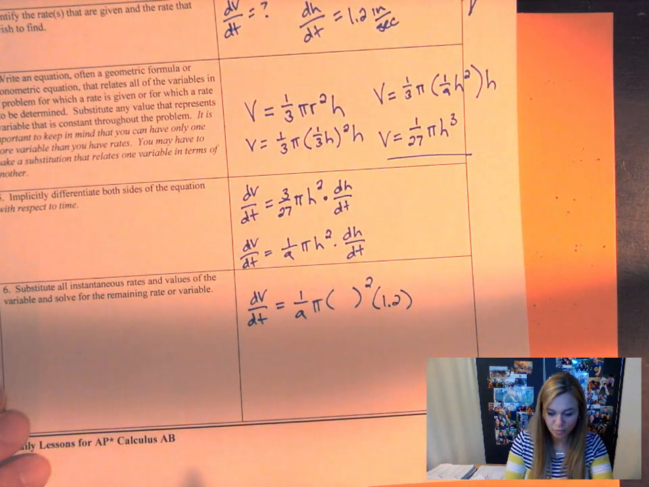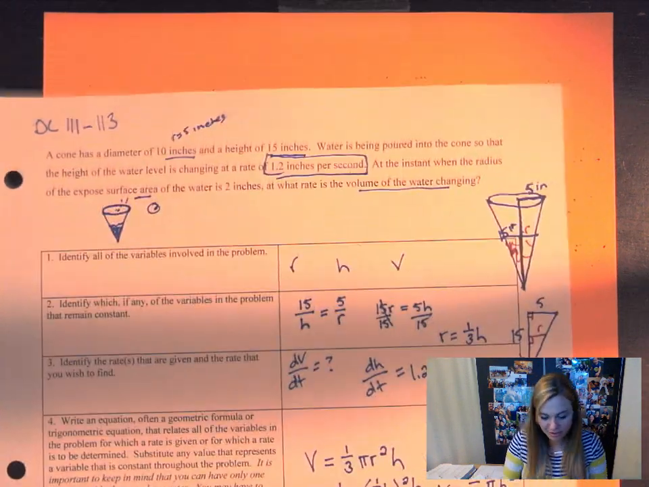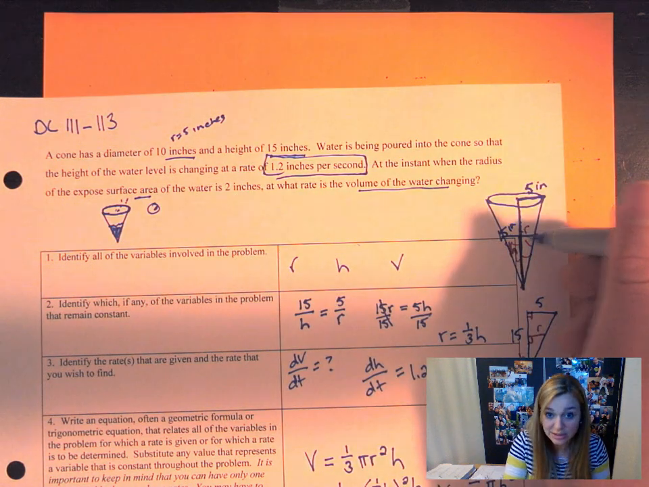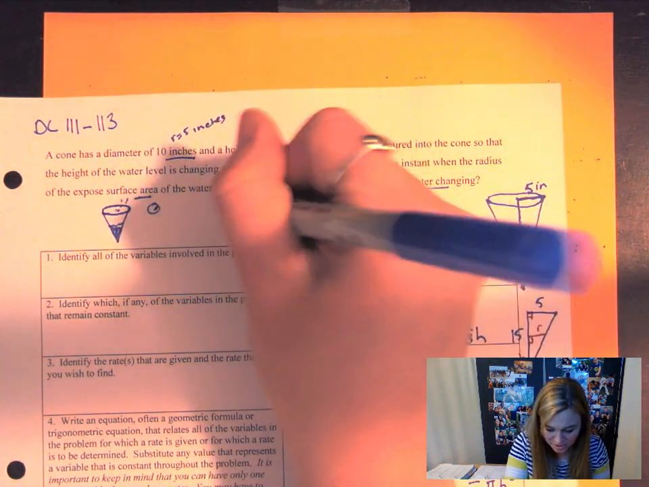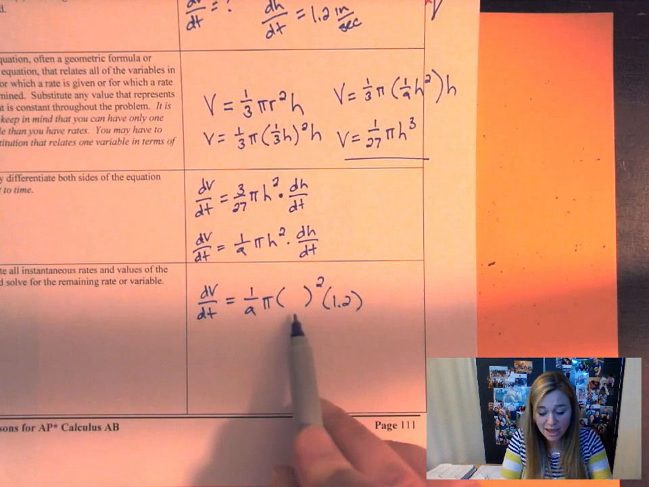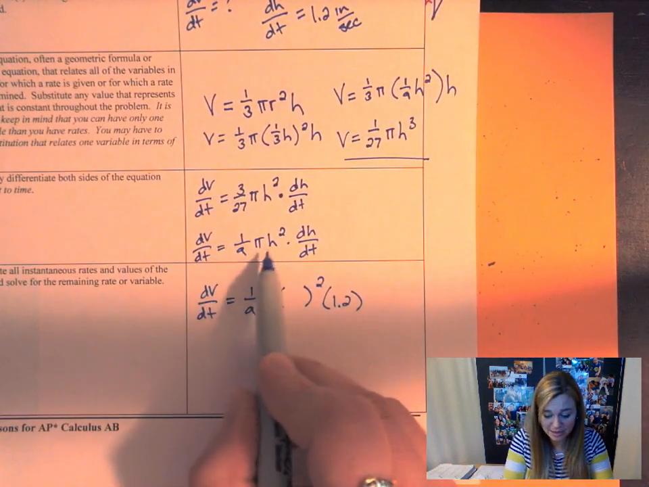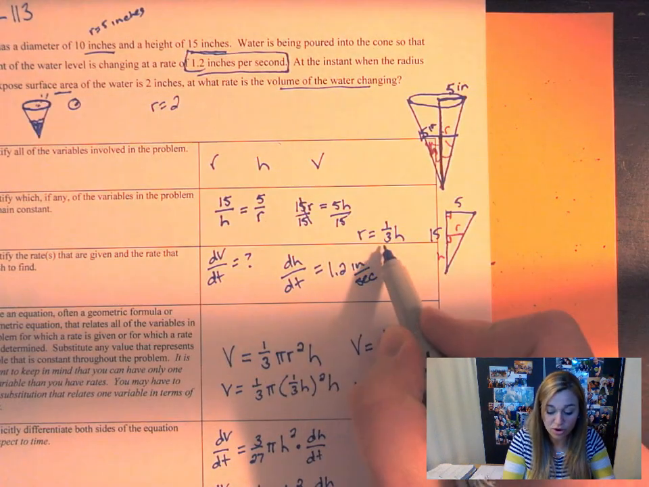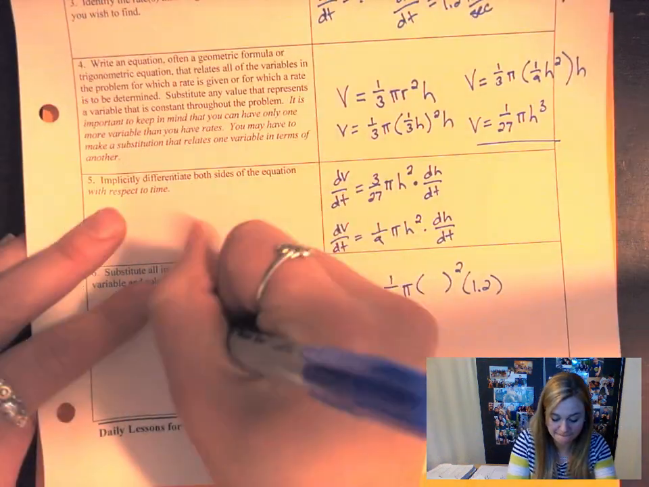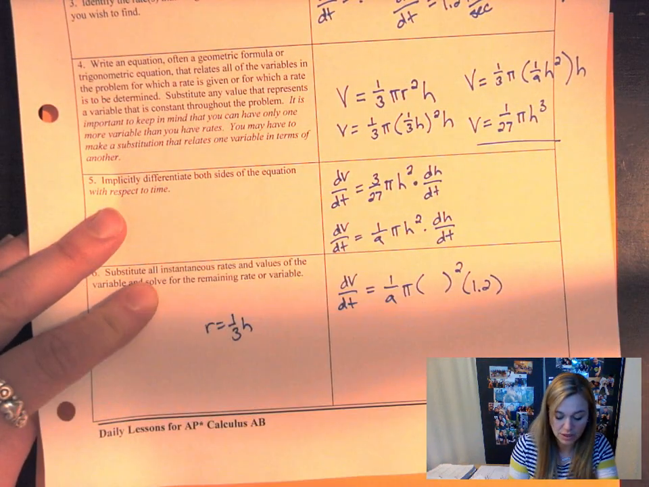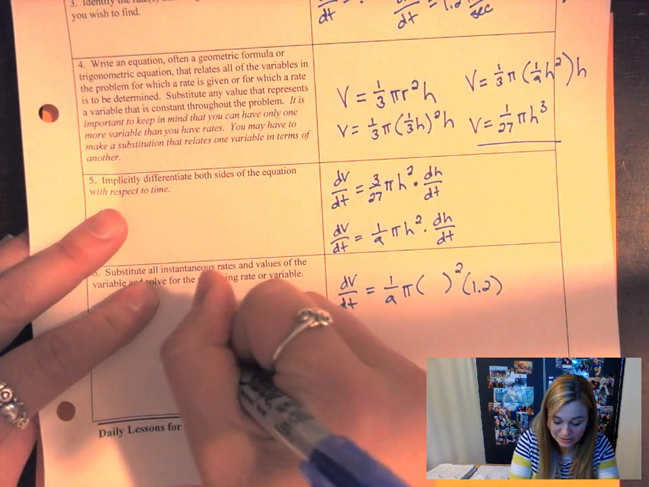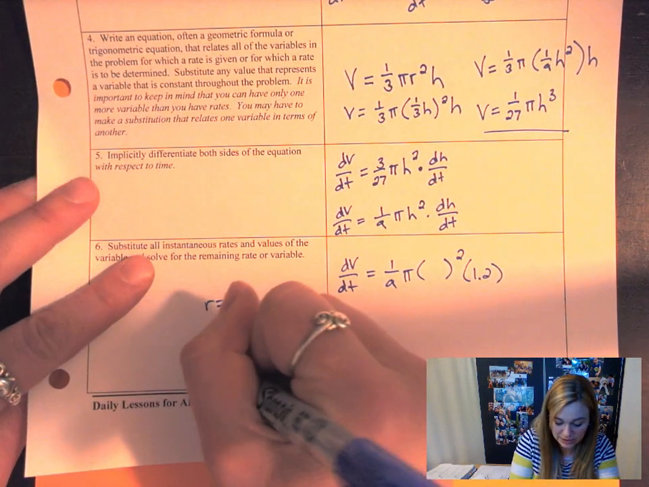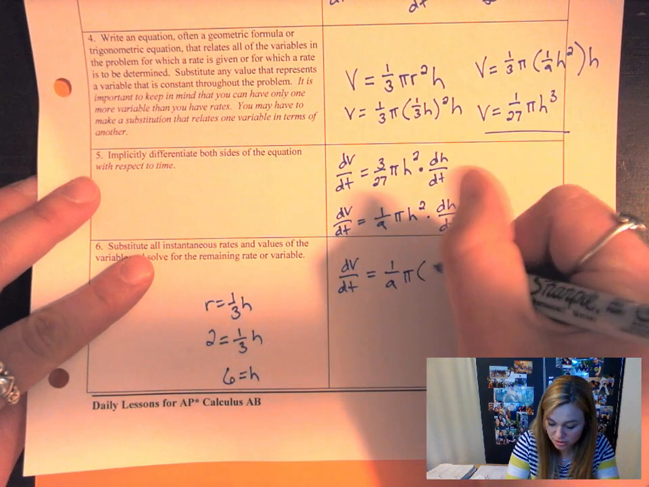And you might be asking, well, what is height? Okay, this says when the radius of the exposed surface area, so this radius right here, is 2 inches. I don't have a 2 here. I can't put that here because that's h. But what I do know is that r is equal to 1/3 h. So if I know that in this case the radius is 2, given in the problem, multiply by 3 on both sides, I get 6 is equal to h.